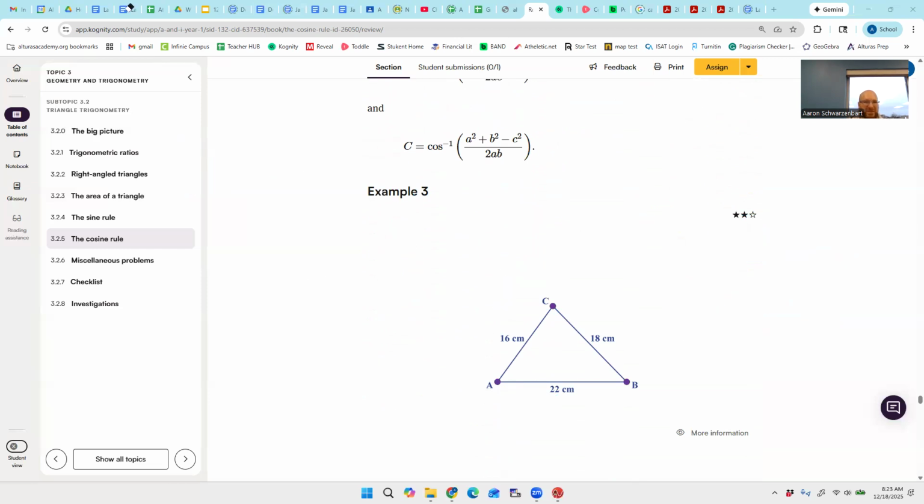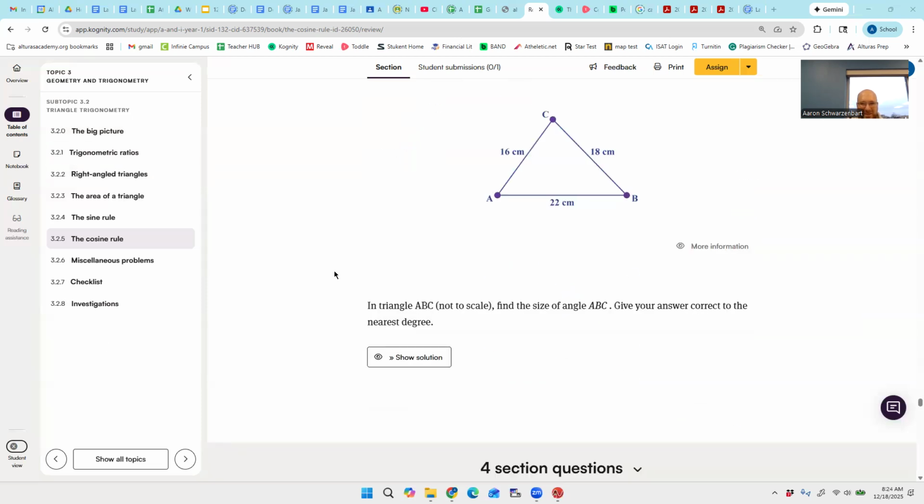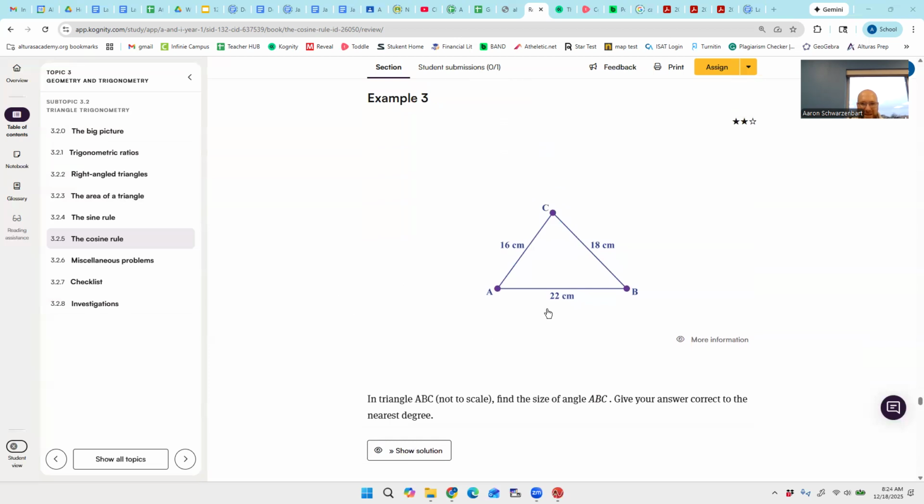So this one, what does it want us to find? Find the size of ABC. So that's this angle B.